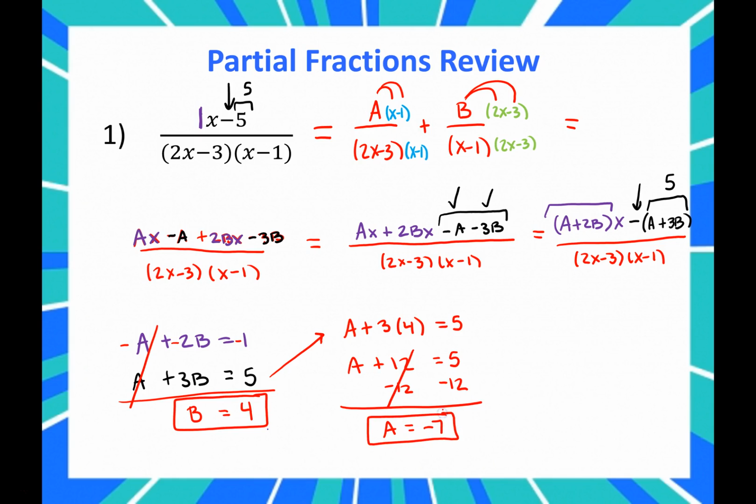So we are done except for rewriting it as what we wanted here. So our final answer is going to be our a, which is -7 over my 2x minus 3. And then I'm going to have a plus, and then my b, which is going to be 4 all over x minus 1. And we've done it.